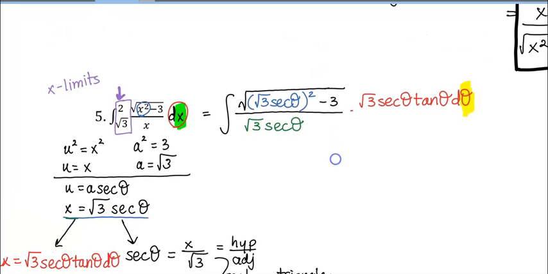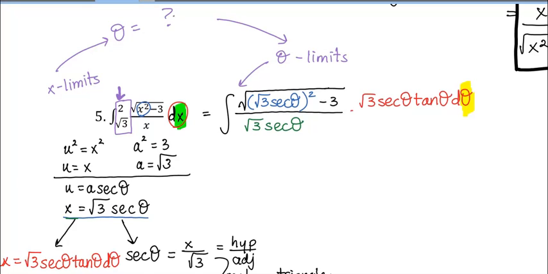And now the limits that I'm going to use on this new integral need to be theta limits, because now I'm integrating with respect to theta. In order to get from x limits to theta limits, we need some kind of equation that tells us theta is equal to something in terms of x. So I need to be able to solve for theta so I can change x limits to theta limits.